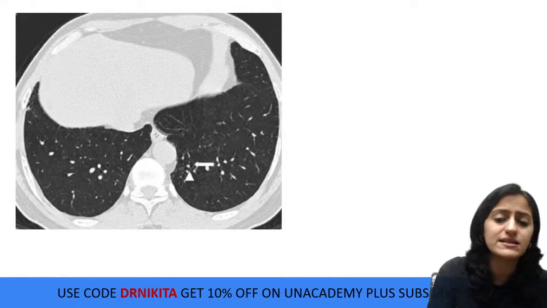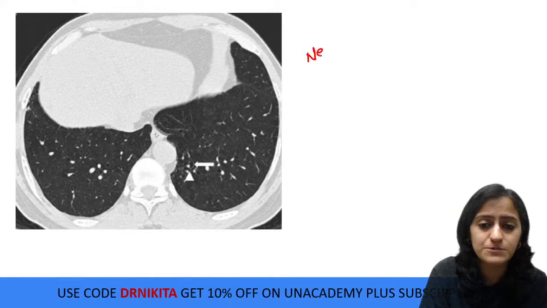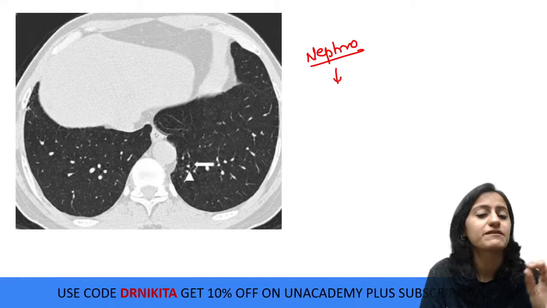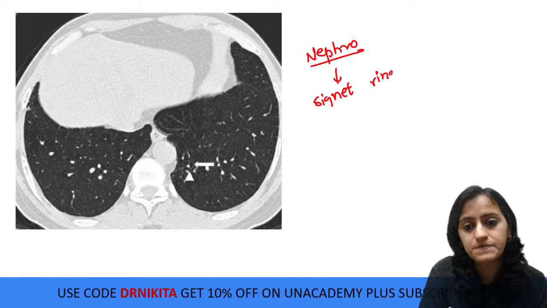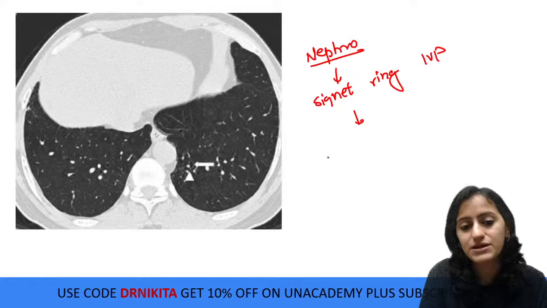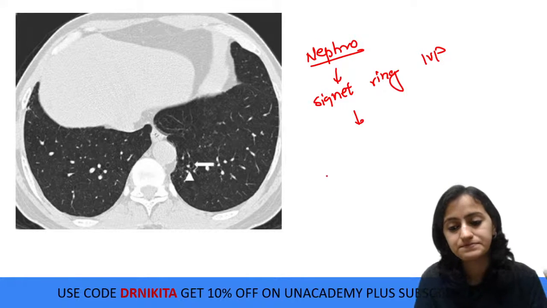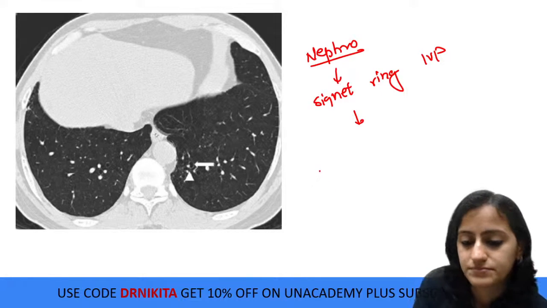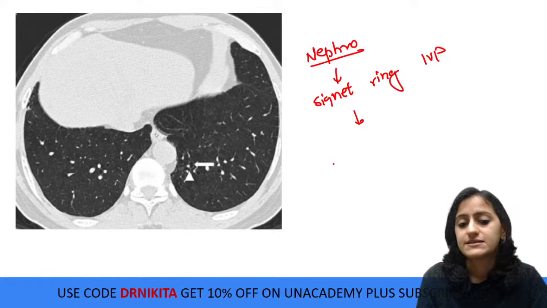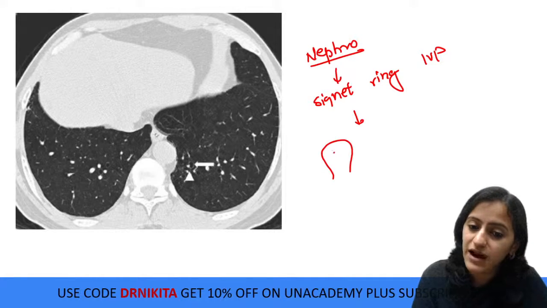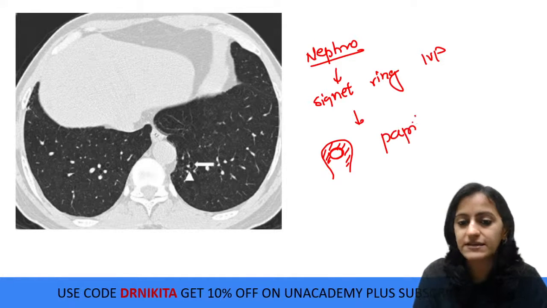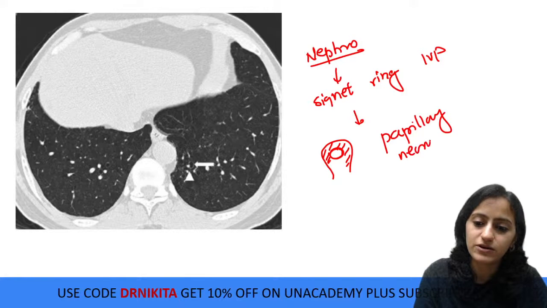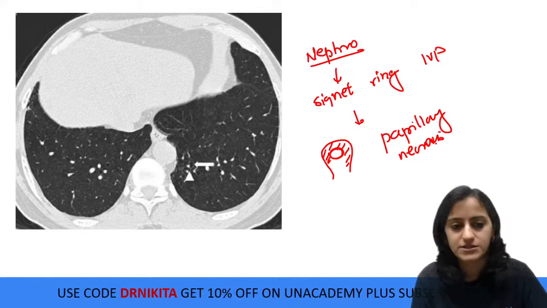Where did we read the Signet Ring sign in your nephroradiology? In the recent FMG LMR series, we discussed the Signet Ring sign on IVP. Signet Ring sign on IVP, where you have the central non-enhancing part and you have the surrounding area containing the contrast. Absolutely right. That is seen in papillary necrosis.